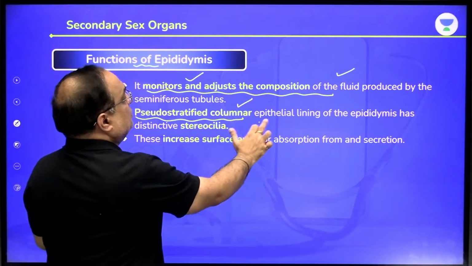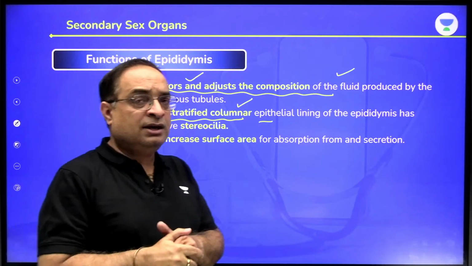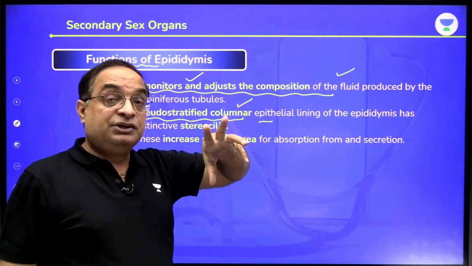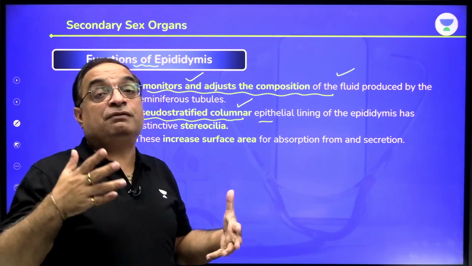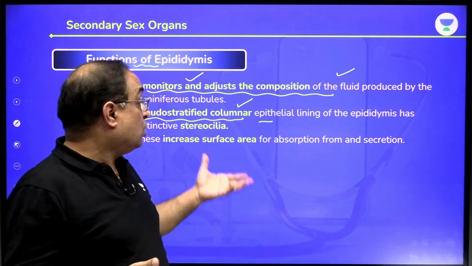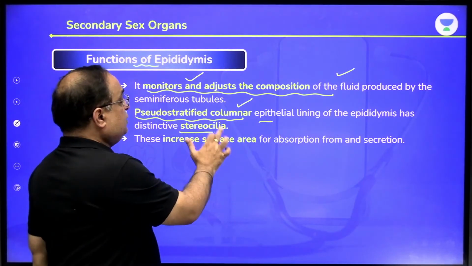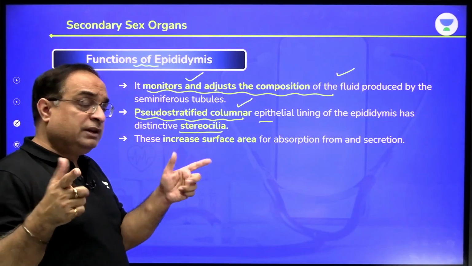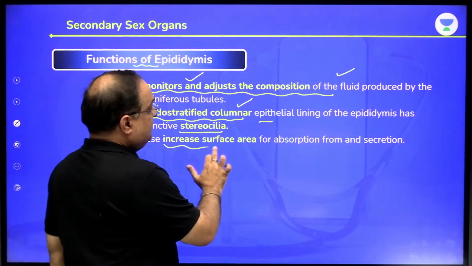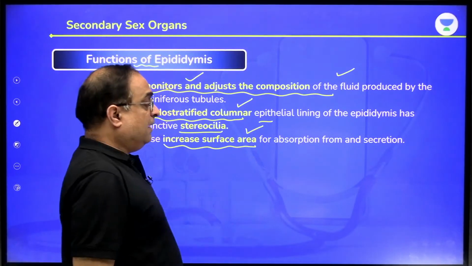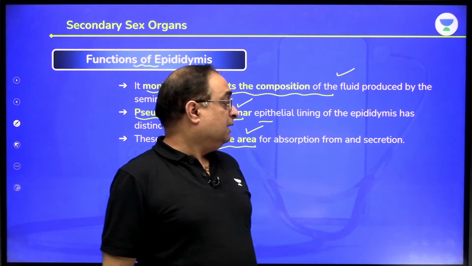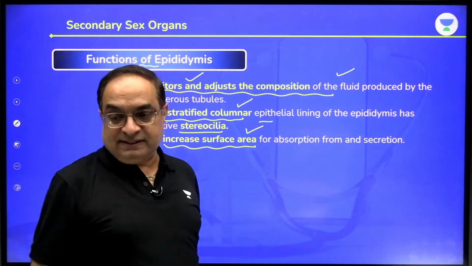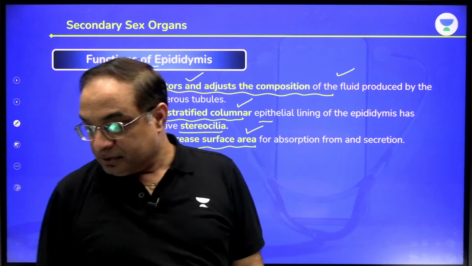Pseudo-stratified columnar epithelium. Though they never ask you this, when you study epithelial tissue, class 11th animal tissues, you must know pseudo-stratified, false, multi-layered columnar epithelium which has stereocilia. What is the function of those stereocilia? The modified microvilli, the function of the stereocilia is to increase surface area for absorption and secretion. Absorption from the fluid has to happen and things also have to be secreted. Is it clear, ji? Right?